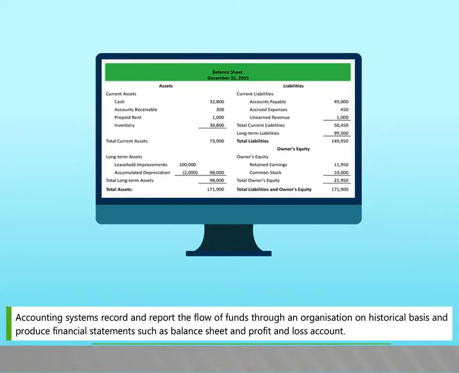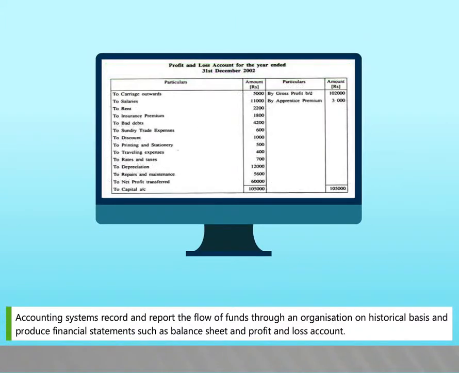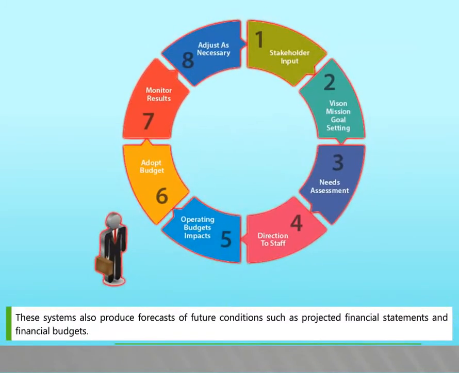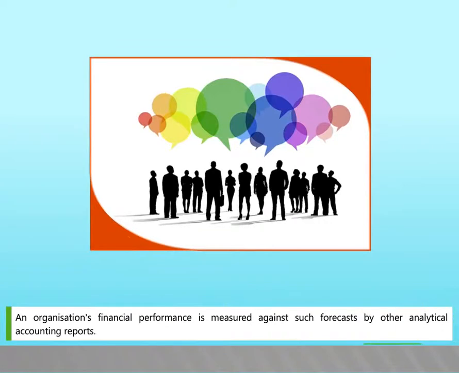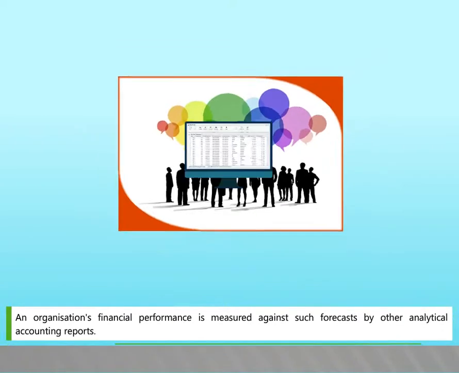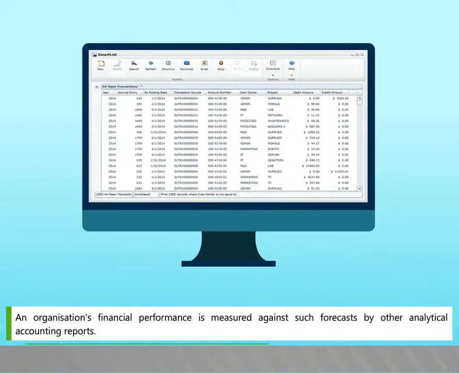Accounting systems record and report the flow of funds through an organization on a historical basis and produce financial statements such as balance sheet and profit and loss account. These systems also produce forecasts of future conditions such as projected financial statements and financial budgets. An organization's financial performance is measured against such forecasts by other analytical accounting reports.